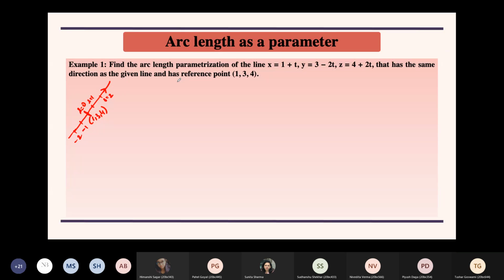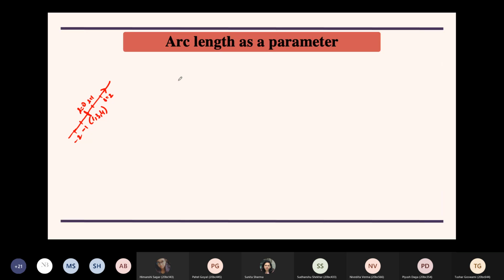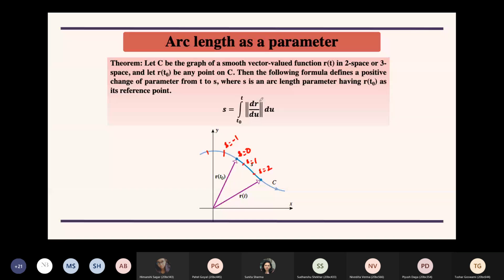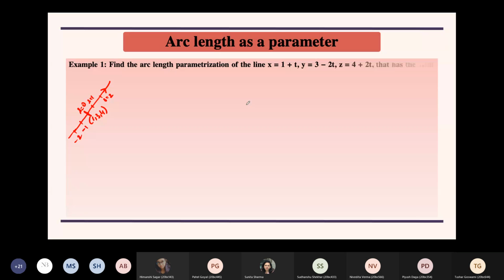For that, as I have just given you the theorem, that particular expression is going to give you the relation between s and t. Can somebody tell me what this integral will be in this particular case? This integral is the norm of dr by du, with respect to u, integrated from t naught to t. So we also have to find what is t naught, and then find this particular norm. What is that norm for this question?